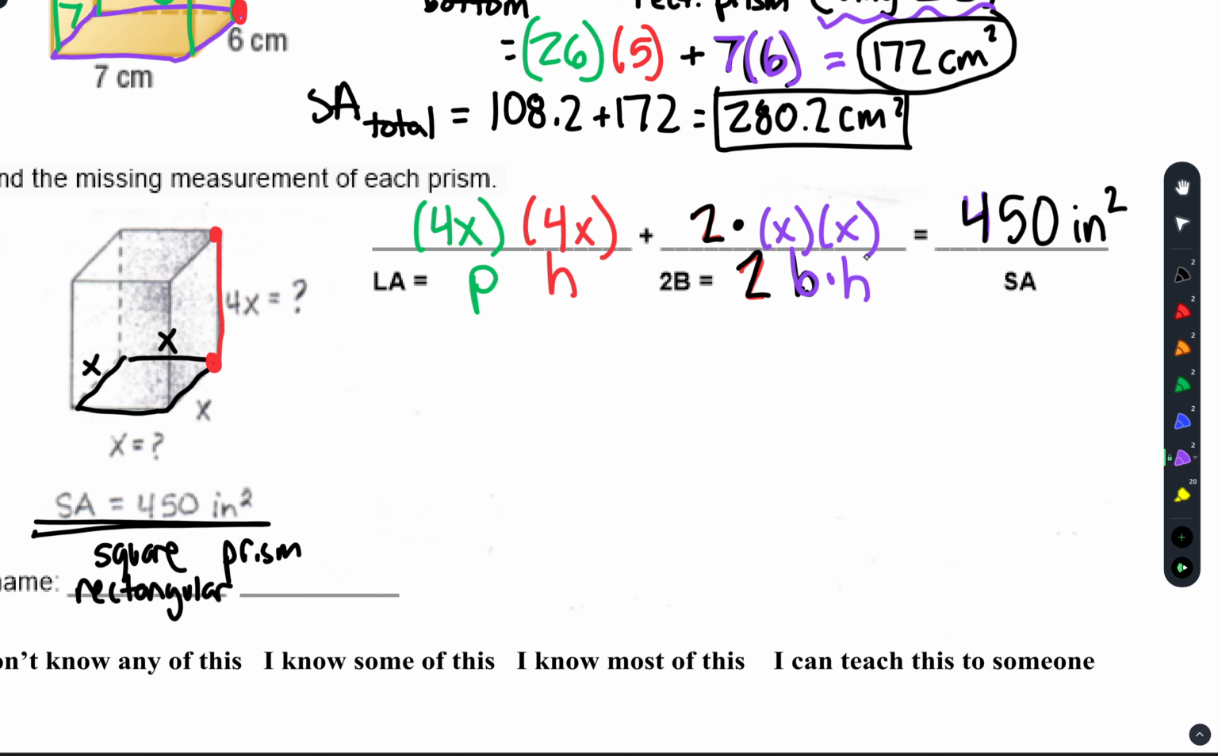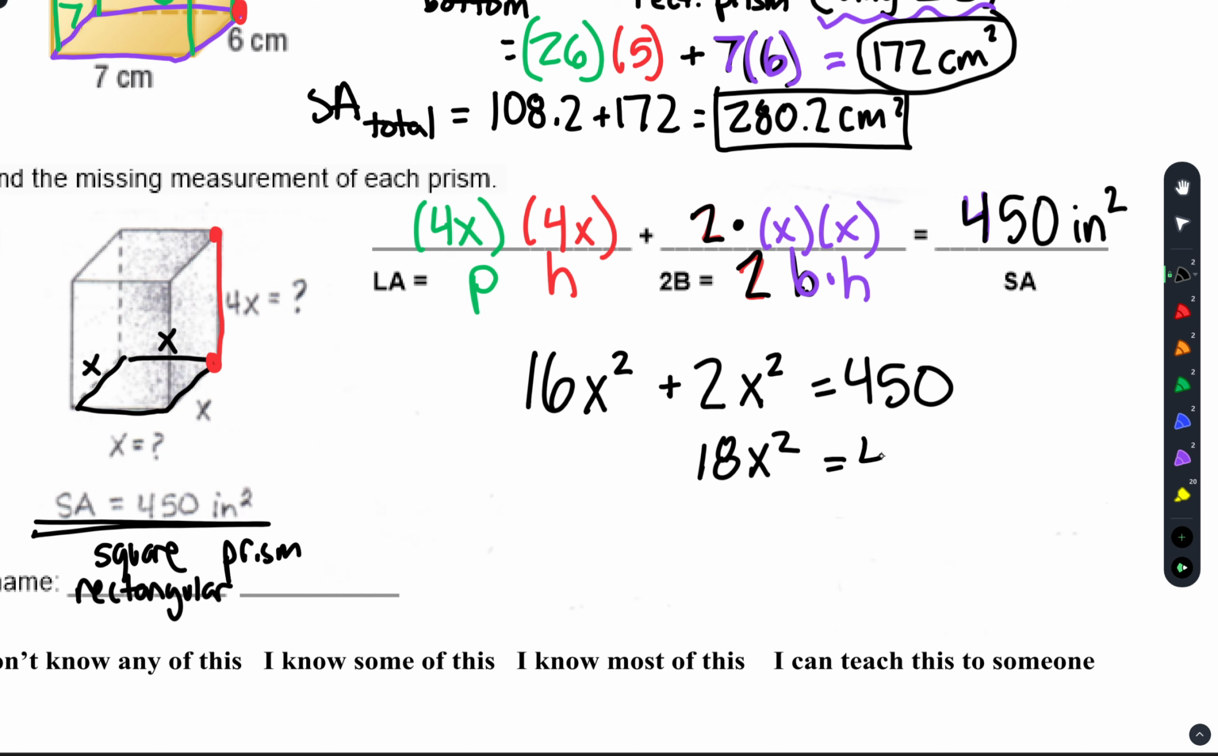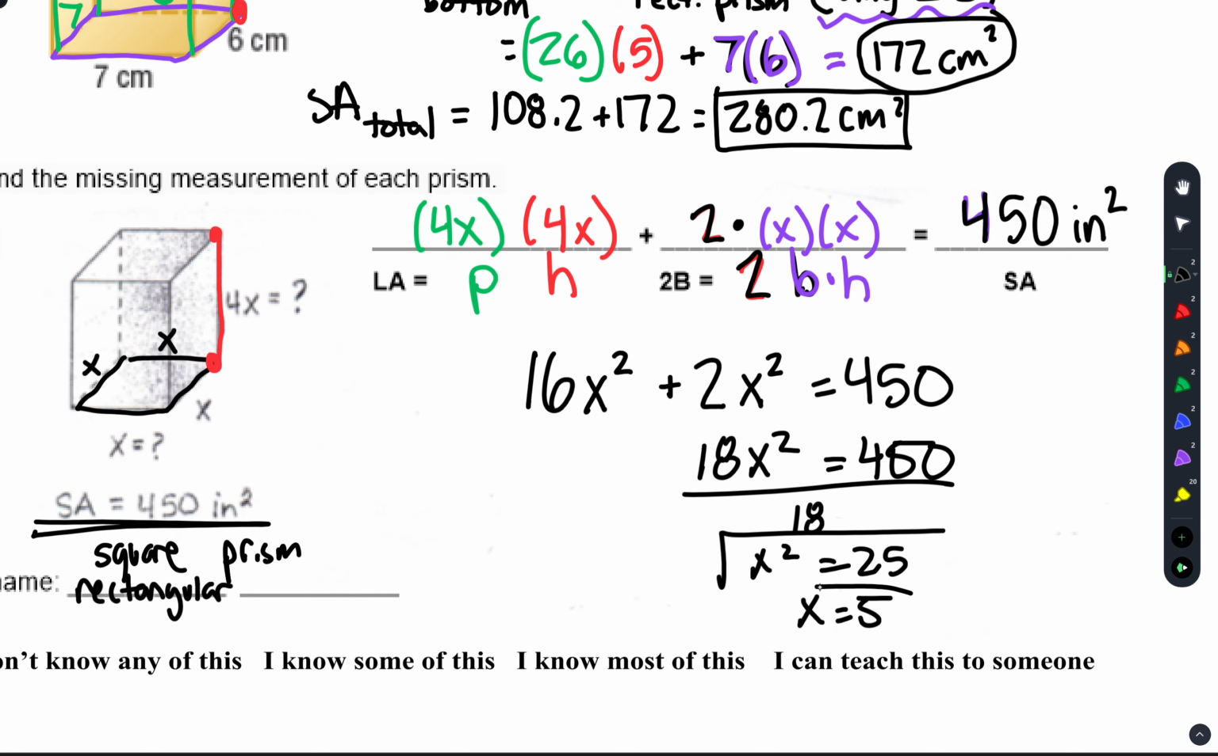Okay, then the multiplying might get a little bit tricky, but I think we can handle it. 4x times 4x. We multiply the 4's together, we get 16. We multiply the x's together, we should get x squared. 2 times x is plus 2x squared equals 450. I have like terms, so I can combine them. That makes 18x squared equals 450. I'm going to divide both sides by 18 to get x squared equals 25. And then finally finish it off by square rooting both sides, x equals 5.